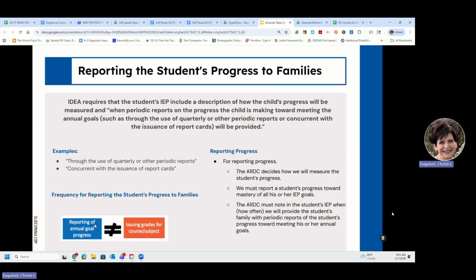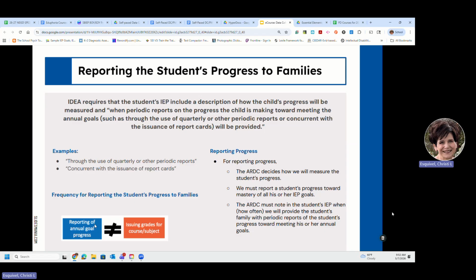Although it's common practice to provide IEP progress reports on the same grading cycle that's used for report cards, the reporting of progress is distinct and different from the issuing of grades and report cards and should be determined by the ARD committee on an individual student basis. The ARD committee can consider examples provided by IDEA, but the ultimate decision regarding when progress will be reported is up to the ARD committee to determine and describe in the IEP.